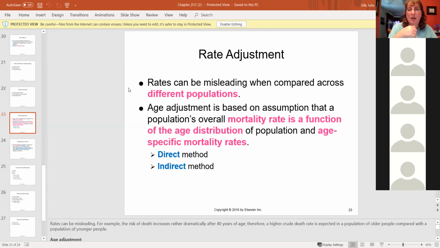So for the indirect method, the age-specific death rates of the standard population are applied to the study population's age distribution, and that's used with the crude rates of both the study and the standard populations to produce the final indirect adjusted rate. The indirect method may be required when the age-specific death rates for the study population are unknown or unstable.